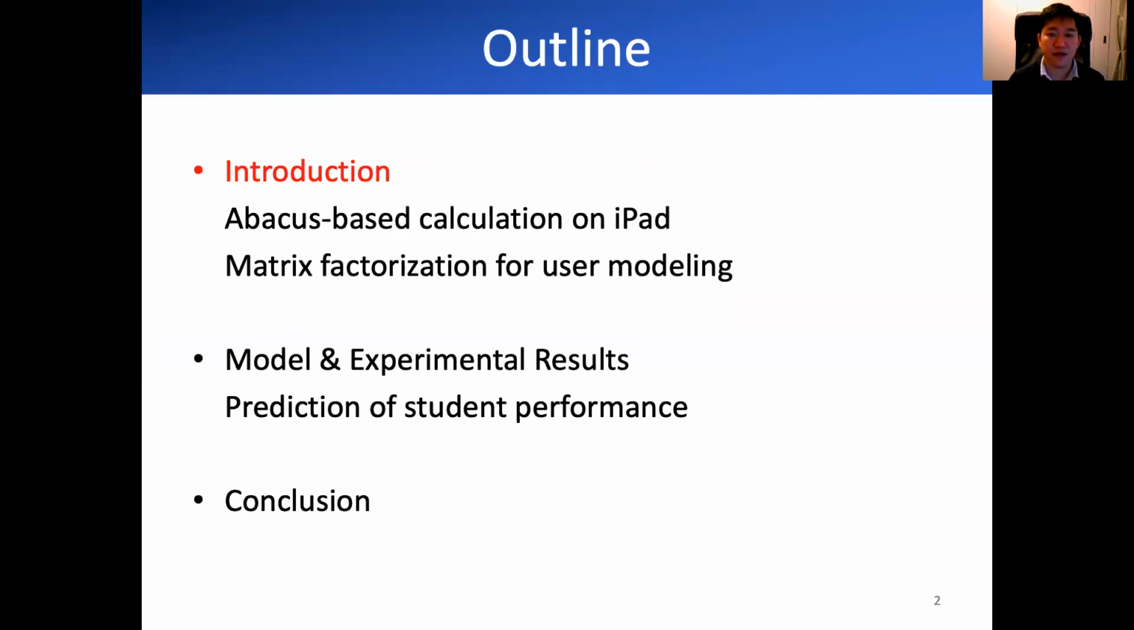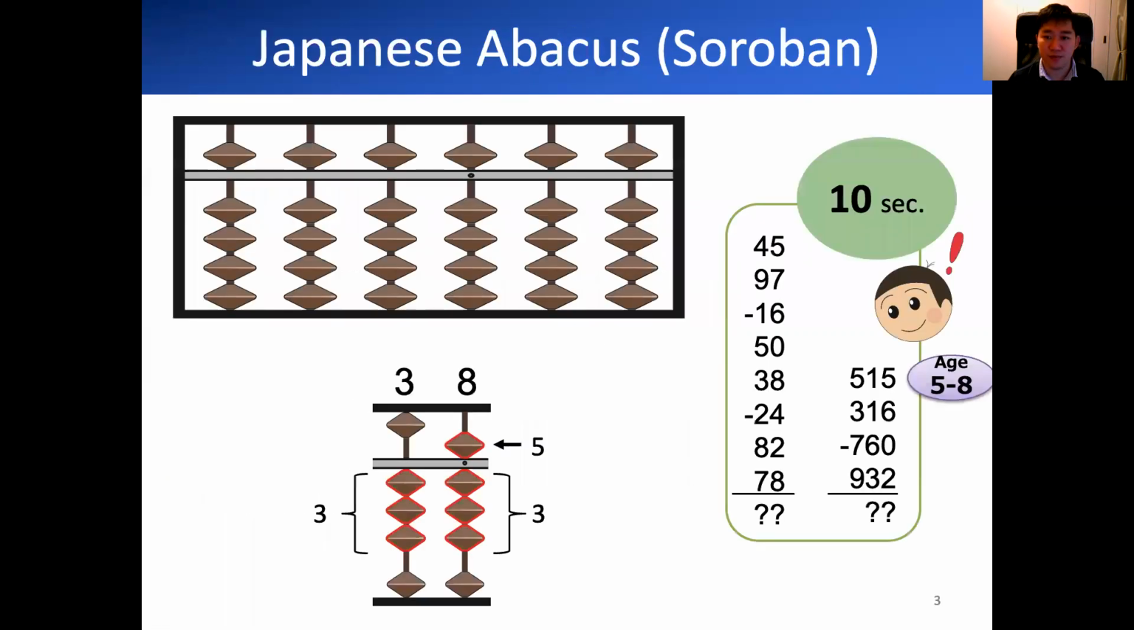So this is the outline of the talk today. Firstly, I would like to introduce the iPad application for the Abacus-based calculation. That is how we acquired the students' learning history data of calculations. I would also like to give a brief introduction on the matrix factorization technique for user modeling and why we chose this approach in analyzing the educational data we had. Then I'll talk about the model and experimental results and conclude the talk.